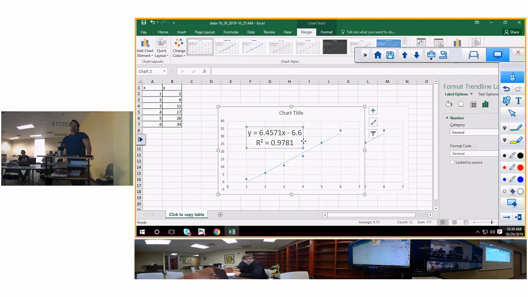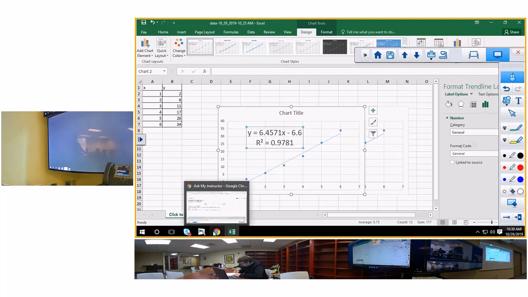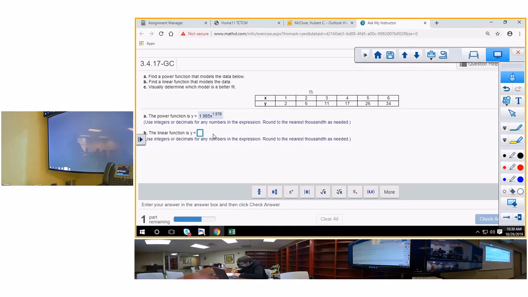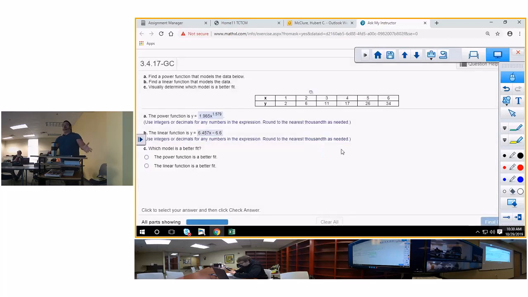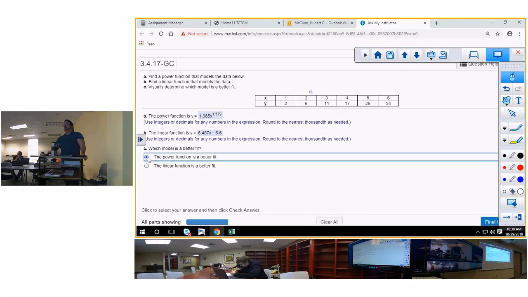6457 x minus 6.6. 6457 x minus 6.6. And you feel good about yourself. So especially now, which one fits it better? A, power function fits it better.